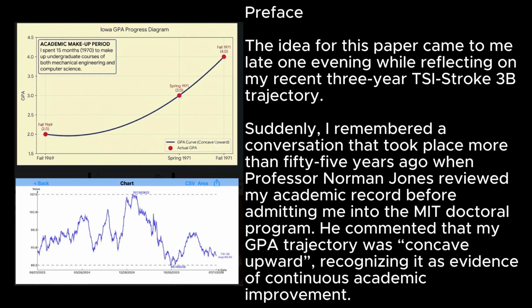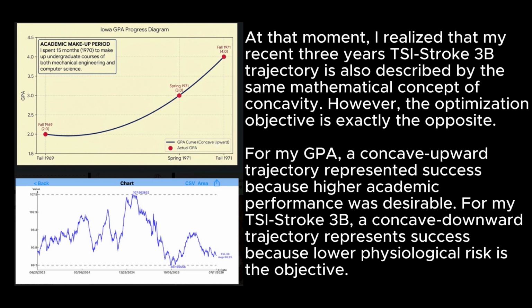Preface: the idea for this paper came to me late one evening while reflecting on my recent 3-year TSI-Stroke3B trajectory. Suddenly, I remembered a conversation that took place more than 55 years ago when Professor Norman Jones reviewed my academic record before admitting me into the MIT doctoral program. He commented that my GPA trajectory was concave upward, recognizing it as evidence of continuous academic improvement. At that moment, I realized that my recent 3 years TSI-Stroke3B trajectory is also described by the same mathematical concept of concavity. However, the optimization objective is exactly the opposite.